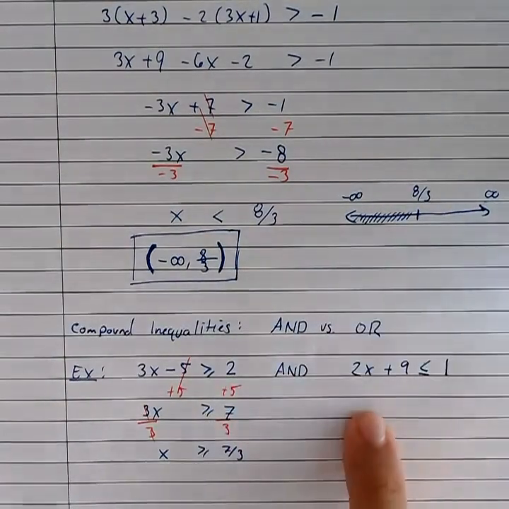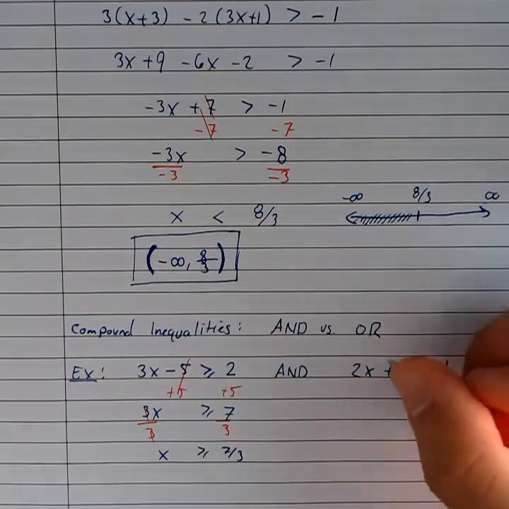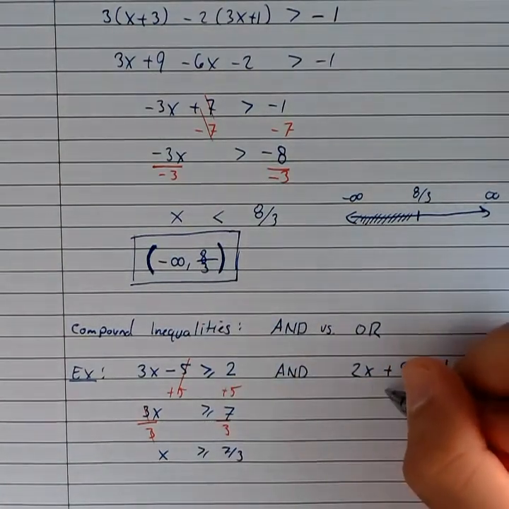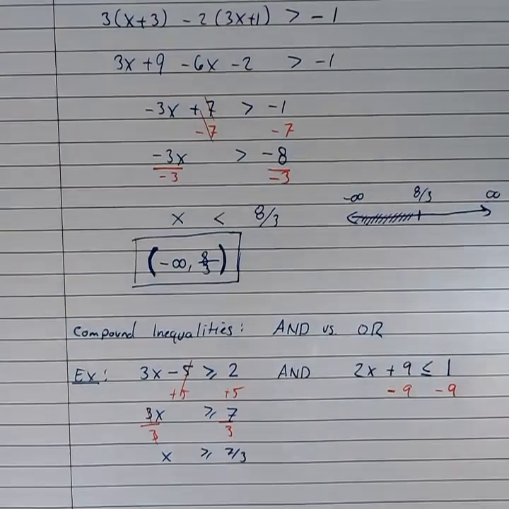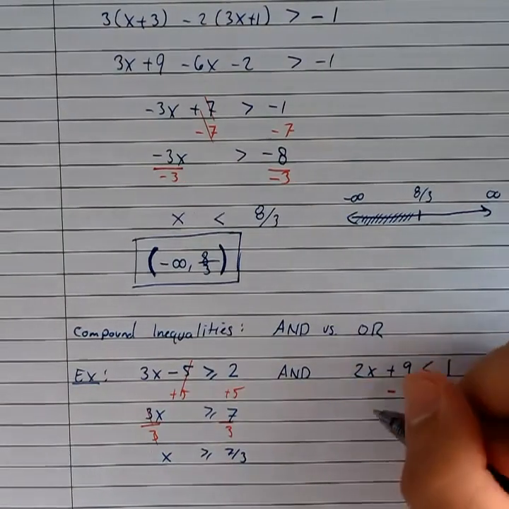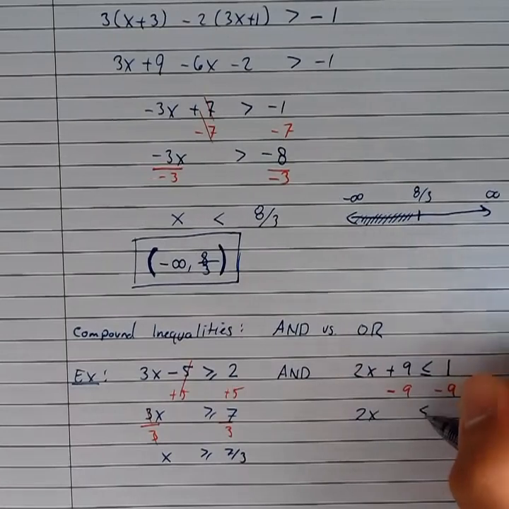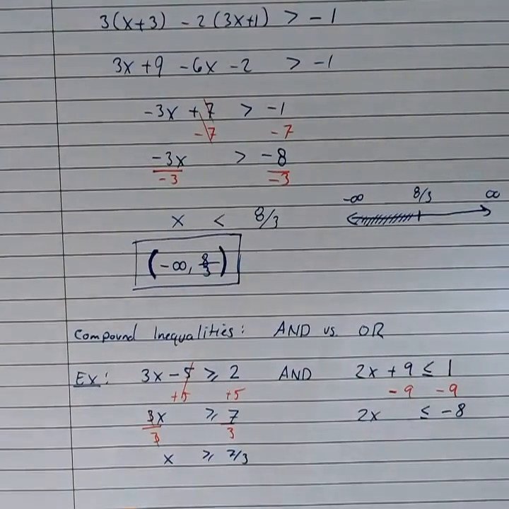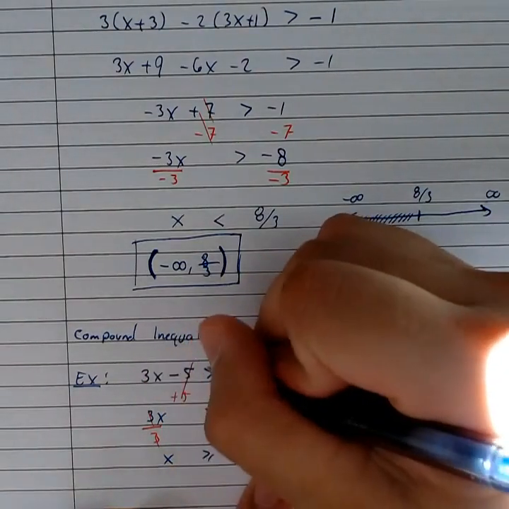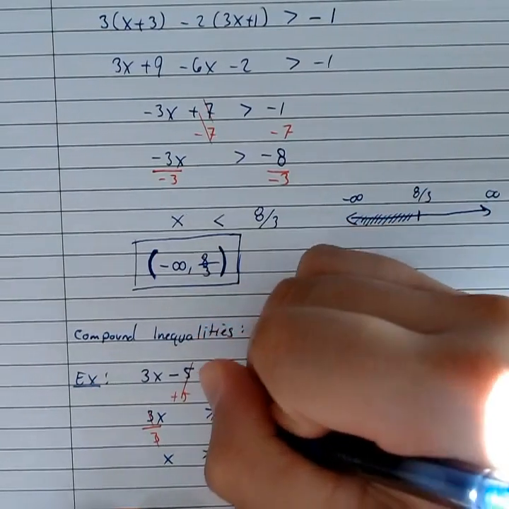Okay. Now separately, we're going to go ahead and solve this one. We're going to subtract 9 from here, and that's going to be 2x is less than or equal to negative 8. Let me go ahead and start off with these the other way around. Let me start off with this one being less than.